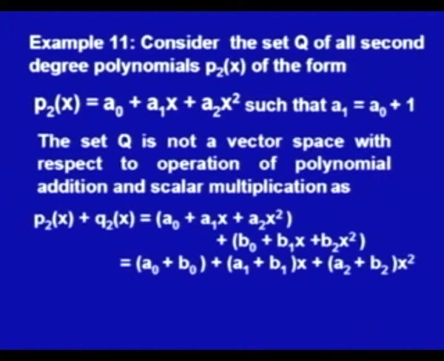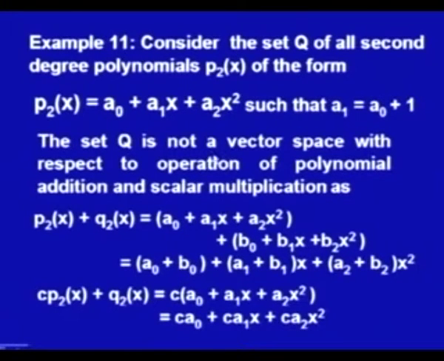defined as follows. p_2(x) + q_2(x), where p_2(x) = a_0 + a_1 x + a_2 x² and q_2(x) = b_0 + b_1 x + b_2 x², is defined as (a_0 + b_0) + (a_1 + b_1)x + (a_2 + b_2)x², that is, the coefficients are added together. The scalar multiplication c times p_2(x) is defined as c(a_0 + a_1 x + a_2 x²), which is c a_0 + c a_1 x + c a_2 x².